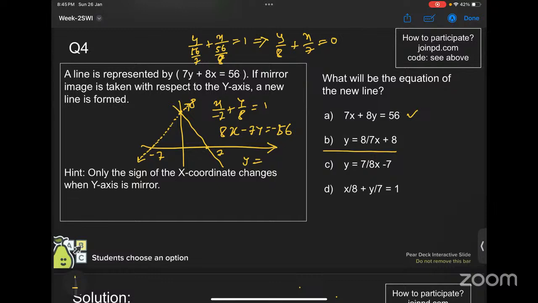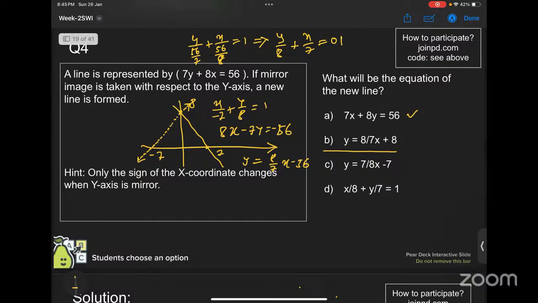Ma'am, I have a question. Ma'am, should it always be expressed in the x by a, y by b form? Means for a mirror image? No, it's not like that. If you can express it in the intercept form, it will be helpful for you to draw the line. It is the easiest way to draw the line. It's not necessary, but it's for your help. If you can express the equation in this form, then you can easily draw the line.